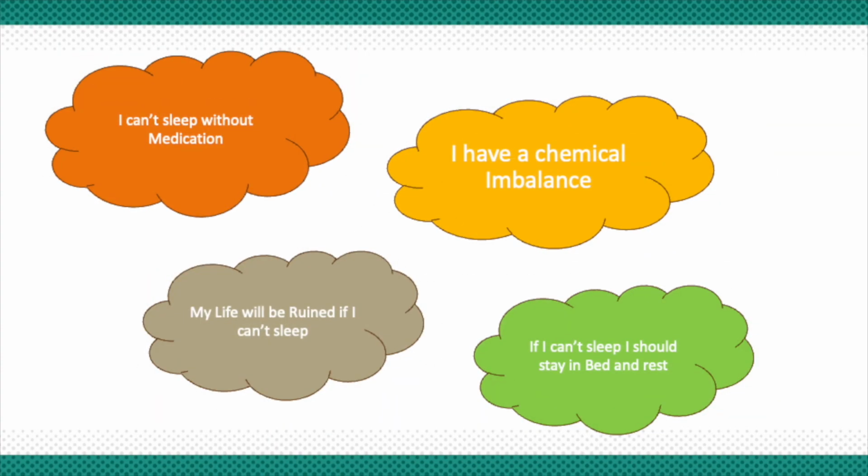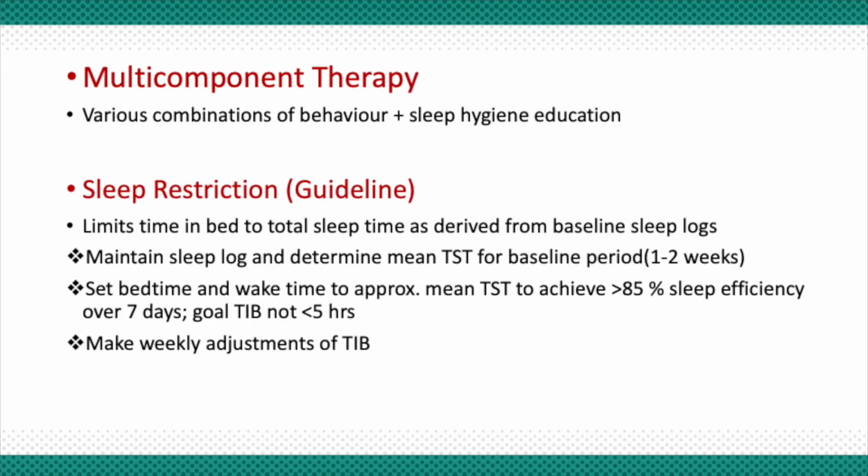Some examples of what patients usually feel, which can be worked upon: I can't sleep without medication, my life is getting ruined, I'm not at all rested, I have some chemical imbalance, what will happen to my health if I can't sleep, should I just stay in bed? Addressing all that is part of cognitive behavioral therapy. Also, a multimodality, multi-component approach can be used, and the guidelines recommend sleep restriction, which again has a lot of evidence backing it. Sleep restriction means we limit the patient's time in bed to the total sleep time that we have derived from the log.